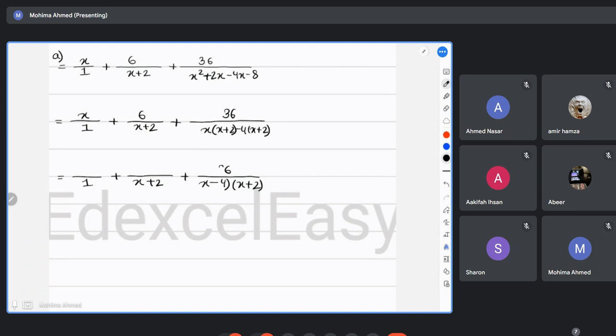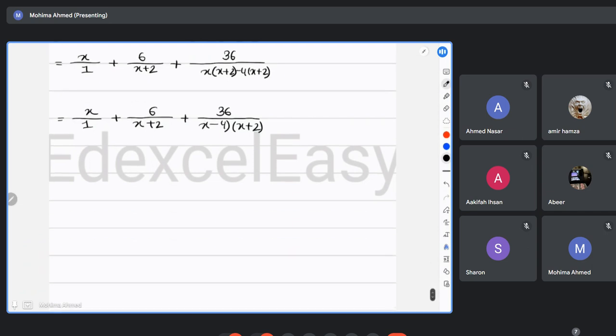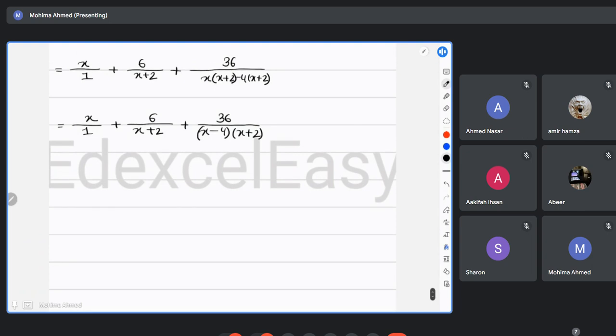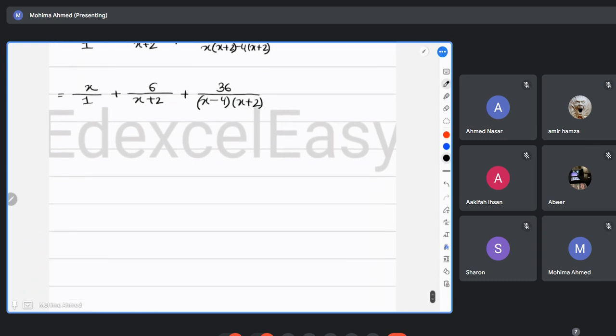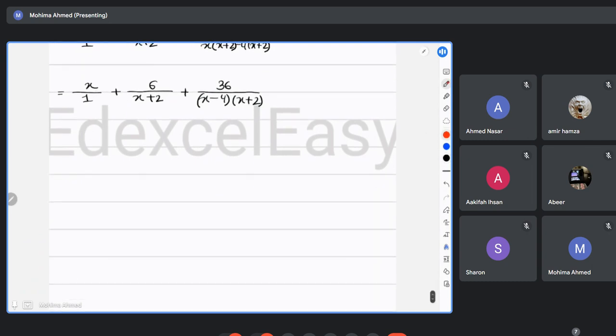That is 6 and 6 and x. After this again, now I have to do the LCM procedure, right? I have 1, x plus 2, x minus 4, and x plus 2. From this part, I'll do the LCM over here and then I'll move it to a different space. So I have 1, x plus 2, and then x minus 4, x plus 2.